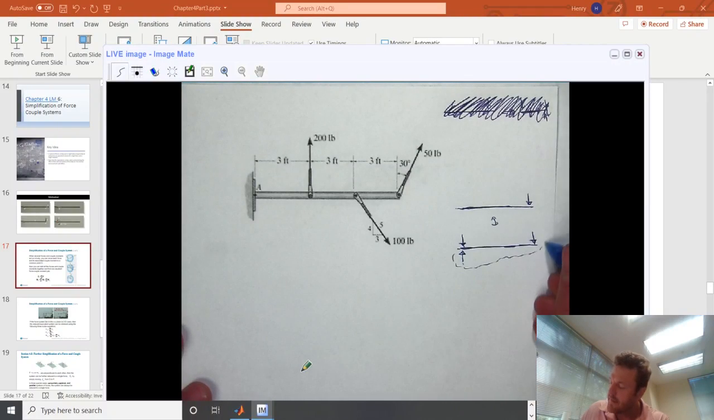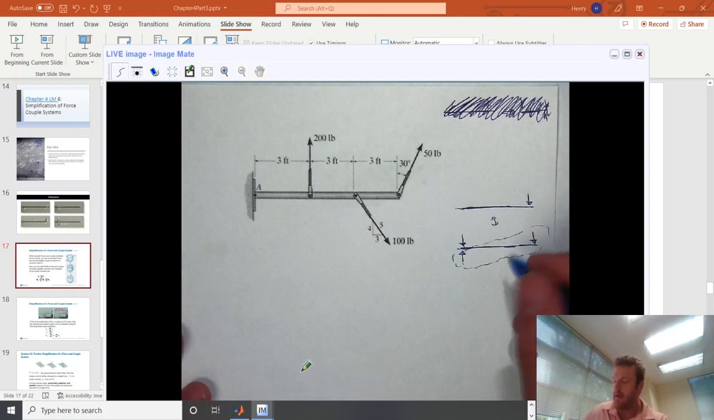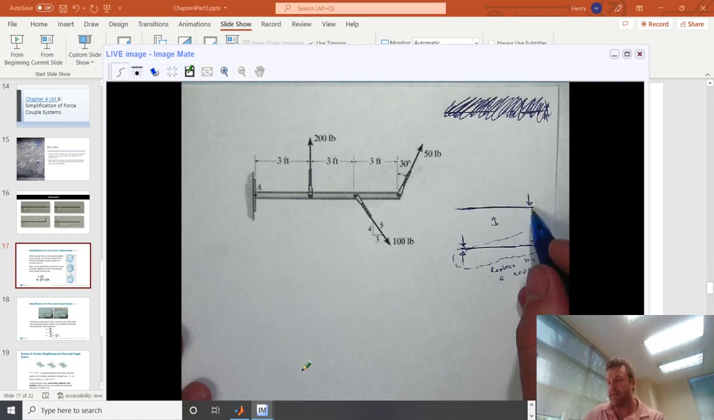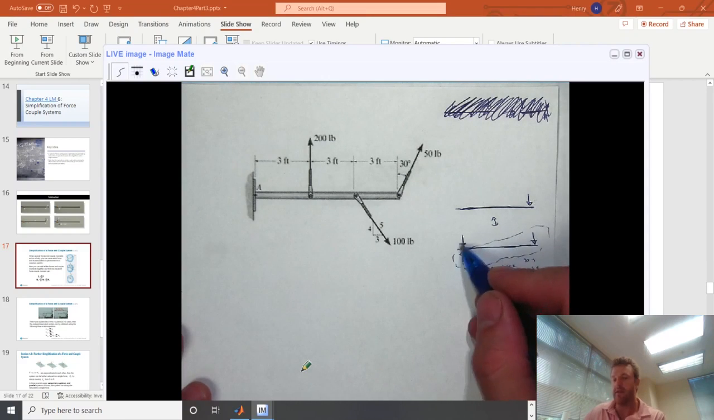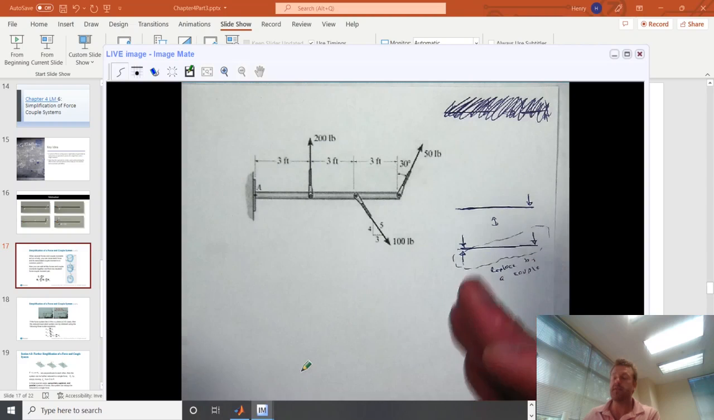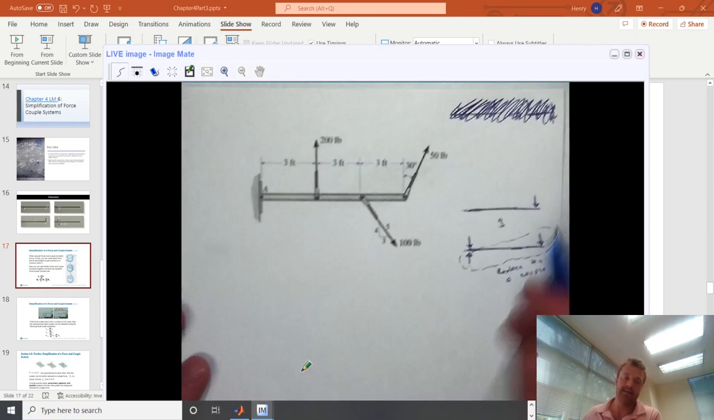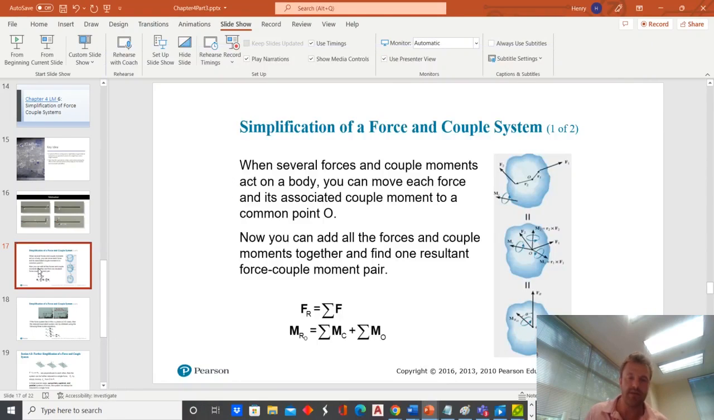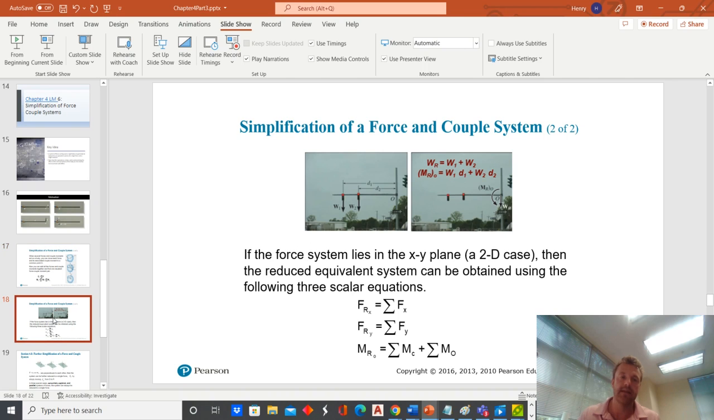However, if I view these as a couple, which they are, I can replace these by a couple. And then what I've effectively done is I've moved this force down to the origin, and I've accounted for the difference in the tendency to induce rotation by this couple. So that's really what that equation is showing you and what it's doing.